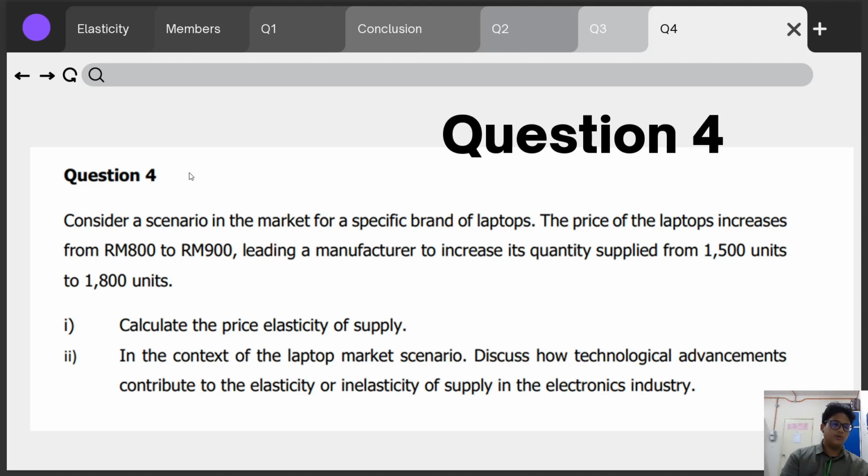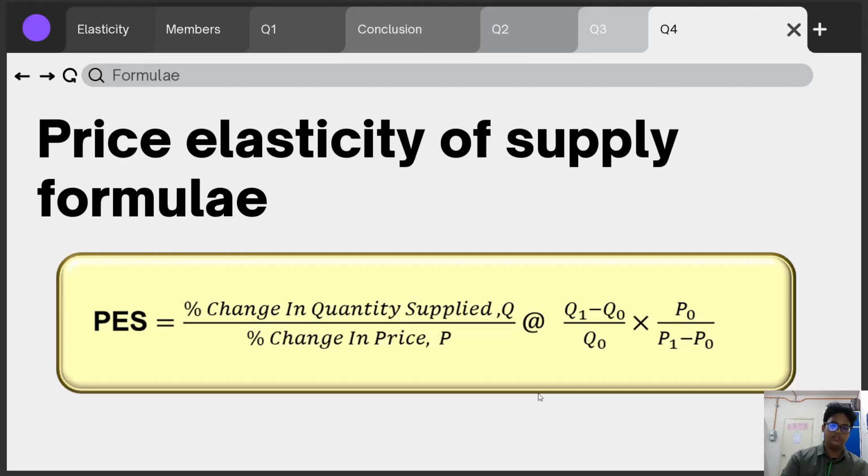Question number 4 asks us to consider a scenario in the market for a specific brand of computer. The price of a laptop increased from 800 ringgit to 900 ringgit, leading a manufacturer to increase its quantity supplied from 1,500 units to 1,800 units. Roman 1 asks us to calculate the price elasticity of supply, and Roman 2 asks us, in the context of the laptop market scenario, to discuss how technological advancement contributes to the elasticity or inelasticity of supply in the electronics industry.